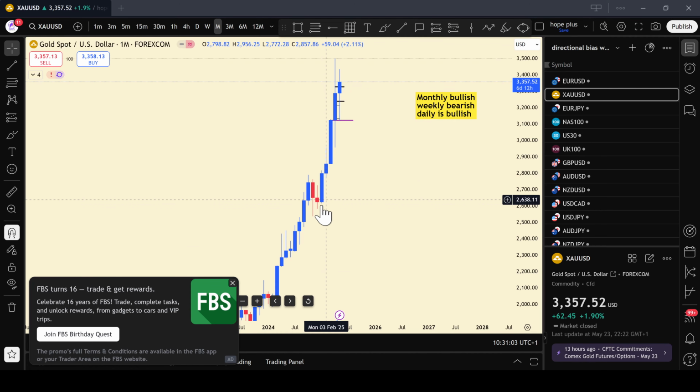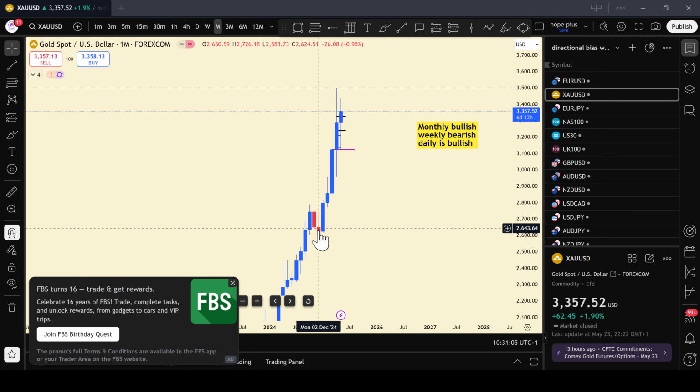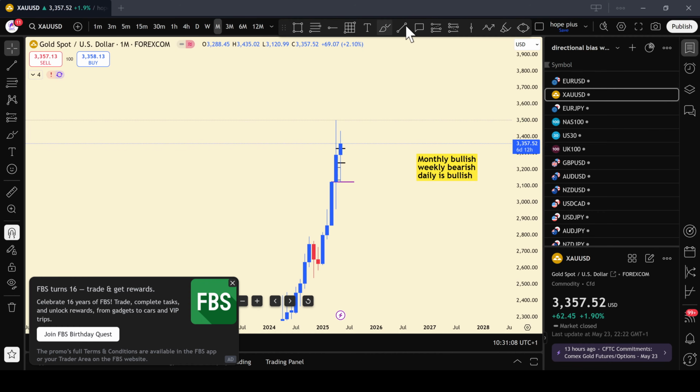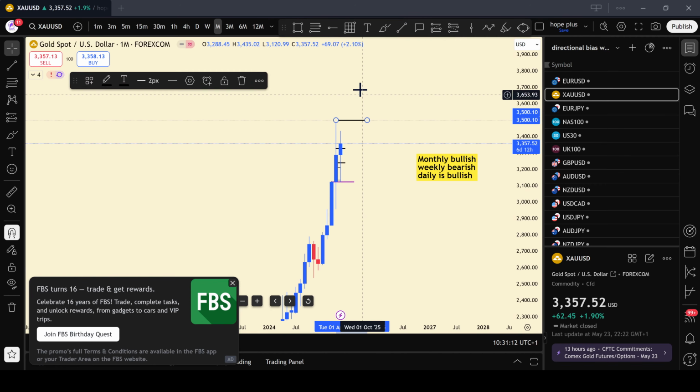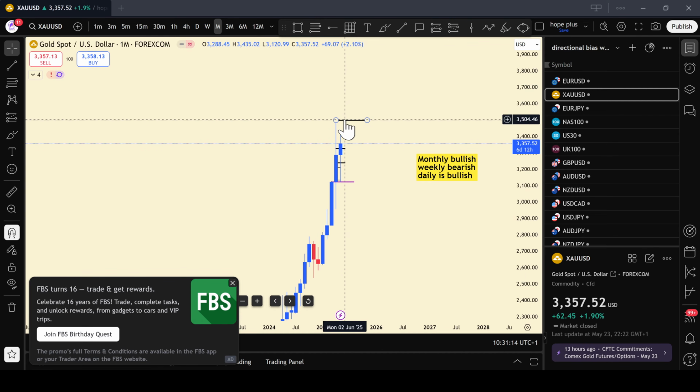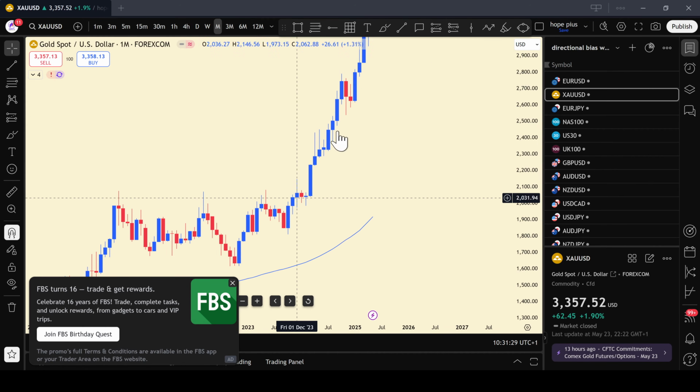So as you can see, obviously, the monthly is still very bullish. And from my observation, we are looking at this high to take. Okay, this high at 3,005. The high 35. Yes, at 3,500. That's what we are looking at there. And as you can see, a very strong bullish push.